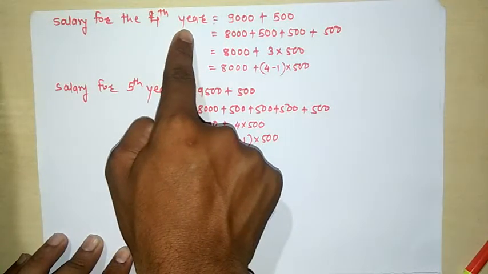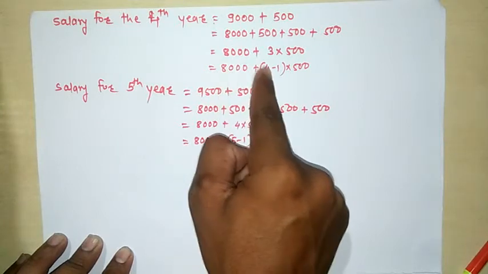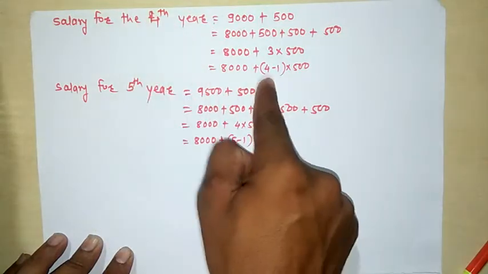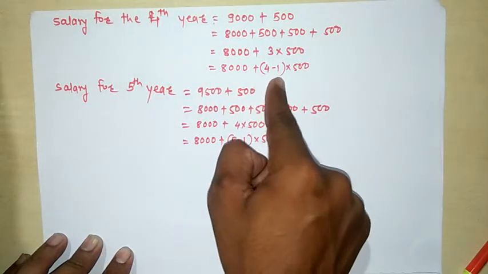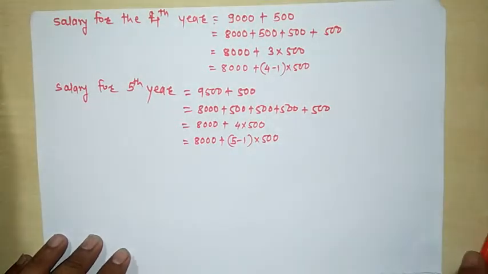See here, observe the salary for the fourth year. While calculating the salary for the fourth year, we have taken 8,000. It is the first year salary, and this 4 is the fourth year. This indicates the year. This 4 is written as 4 minus 1, and this 500 indicates the increment.